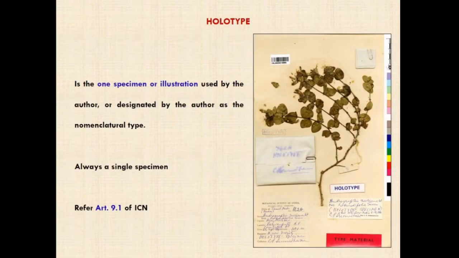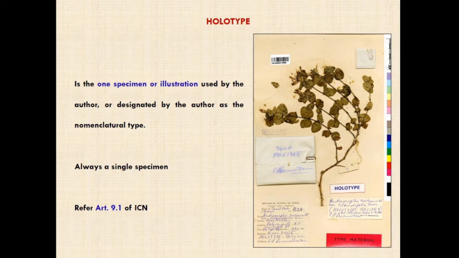What is holotype? Holotype is any specimen or illustration used by the author or designated by the original author as the nomenclatural type. So, whenever anyone describes a new species or a new taxon, it can be of a species or variety or forma, they have to designate either a specimen or illustrations as the holotype. Otherwise, that particular publication cannot be considered as a valid name.